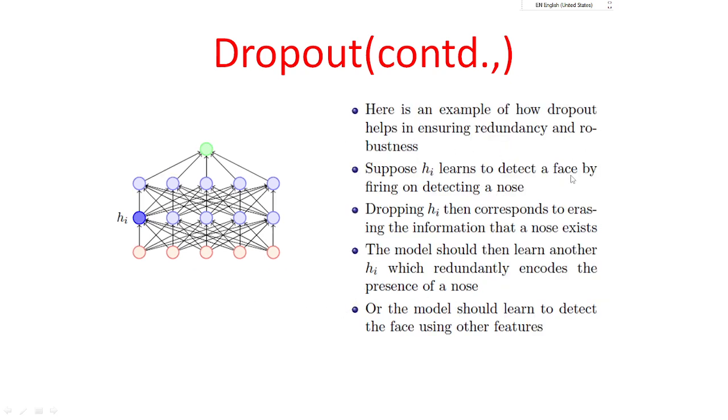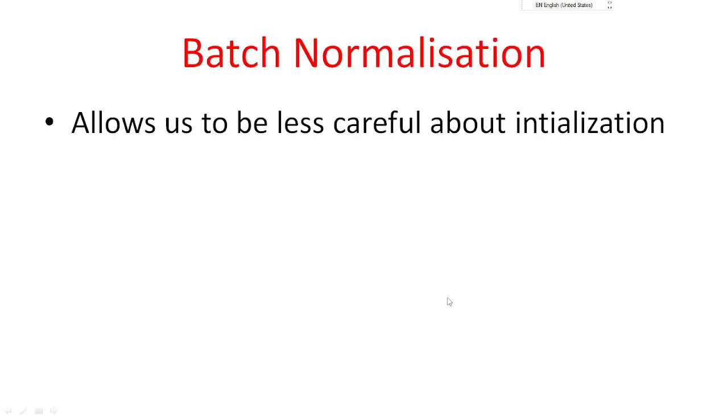So the hidden unit learns to detect a face by firing on detecting a nose. Dropping that hidden unit corresponds to erasing all the information that the nose exists. So the model should learn another hidden unit which redundantly encodes the presence of the nose. Or the model should learn to detect the face using other features. That way we will be able to reduce the overfitting.